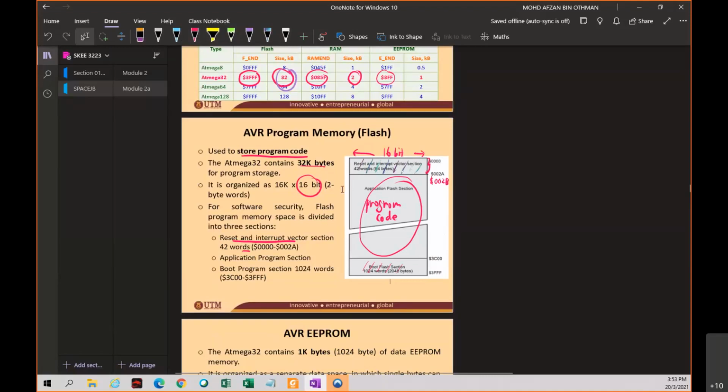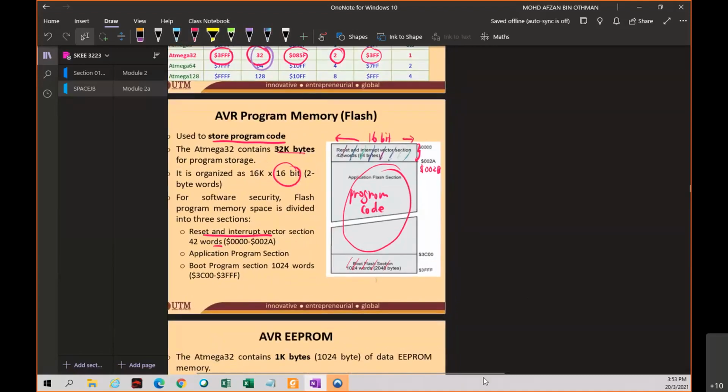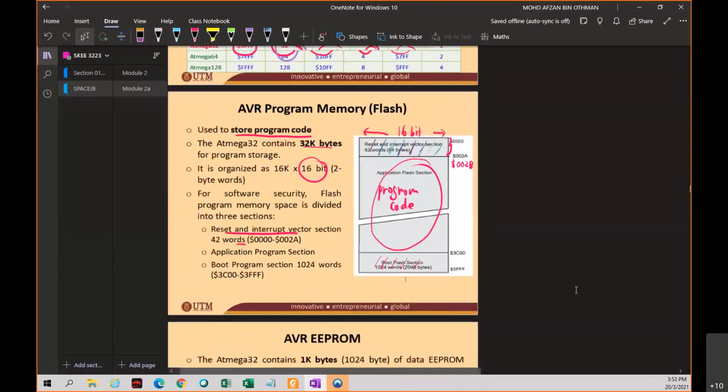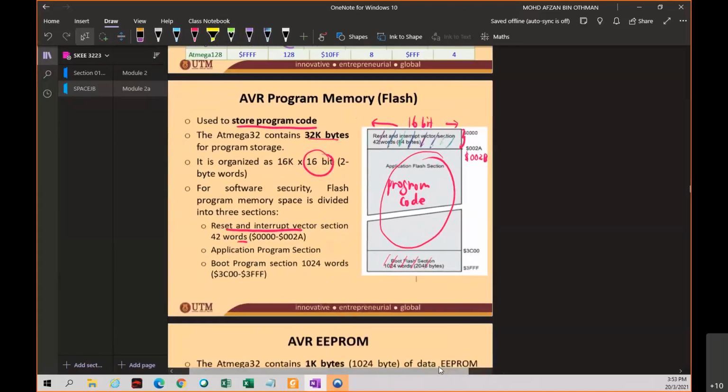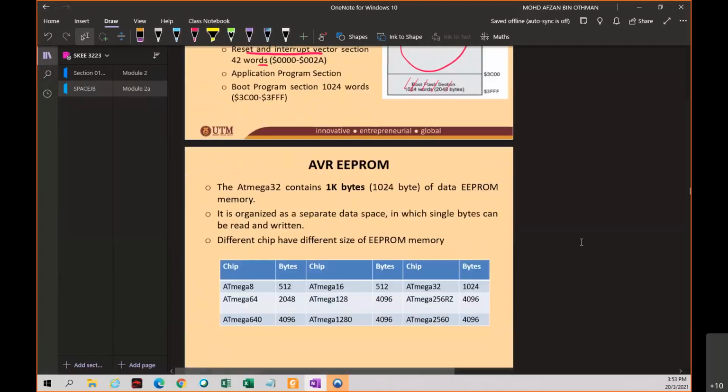Ada soalan tak untuk program memory? Any question up until here? Okay, if no question, then we go to the EEPROM.